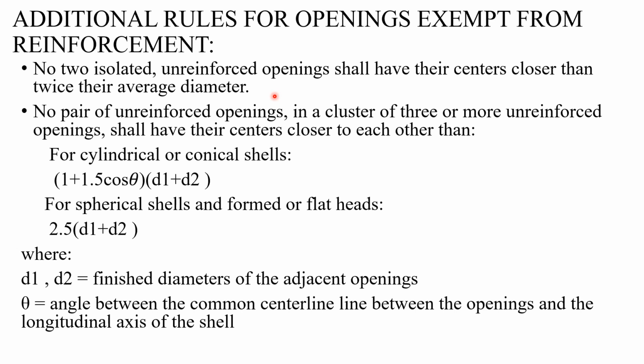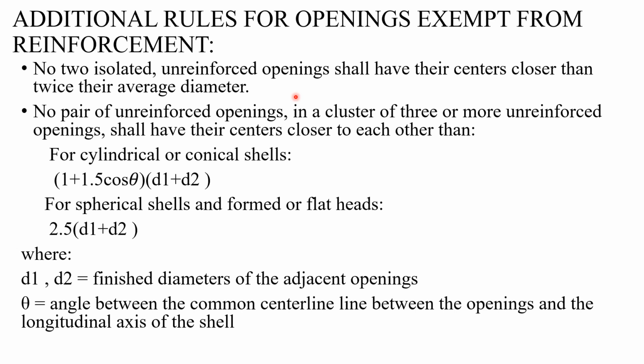For example, if you have a 30-inch nozzle, the nozzle OD is 33.4 mm something, and the ID will change depending upon the schedule, but your average diameter will be in between these two. That will be your average diameter. So no two isolated unreinforced openings shall have their centers closer than twice the average diameter. For example, if you have two nozzles of 3.5 inch and the shell thickness is less than 10 mm, they should be separated by two times the diameter distance, that is 90 plus 90, 180 mm. So they should be 180 mm apart, center to center.